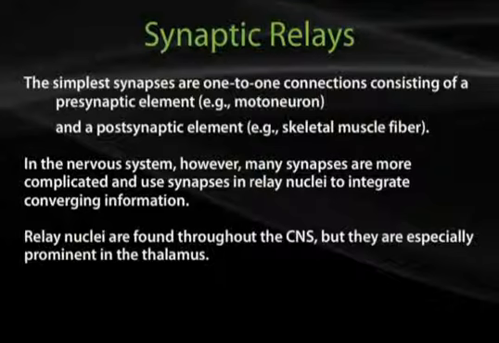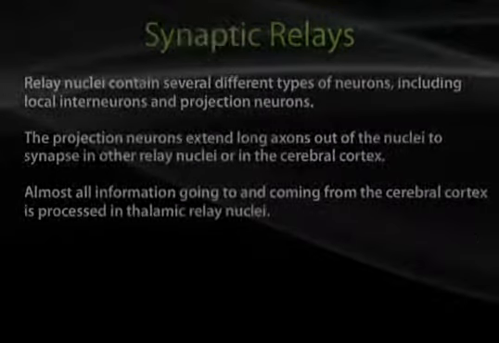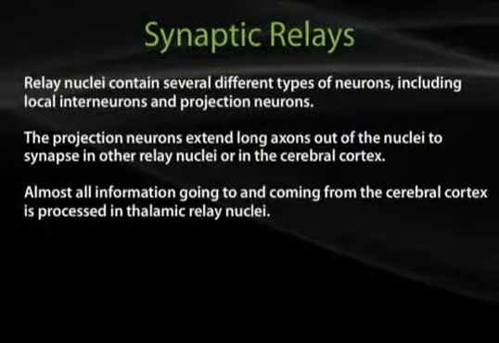Relay nuclei are found throughout the central nervous system, but they are especially prominent in the thalamus. Relay nuclei contain several different types of neurons, including local interneurons and projection neurons. The projection neurons extend long axons out of the nuclei to synapse in other relay nuclei or in the cerebral cortex. Almost all information going to and coming from the cerebral cortex is processed in thalamic relay nuclei.